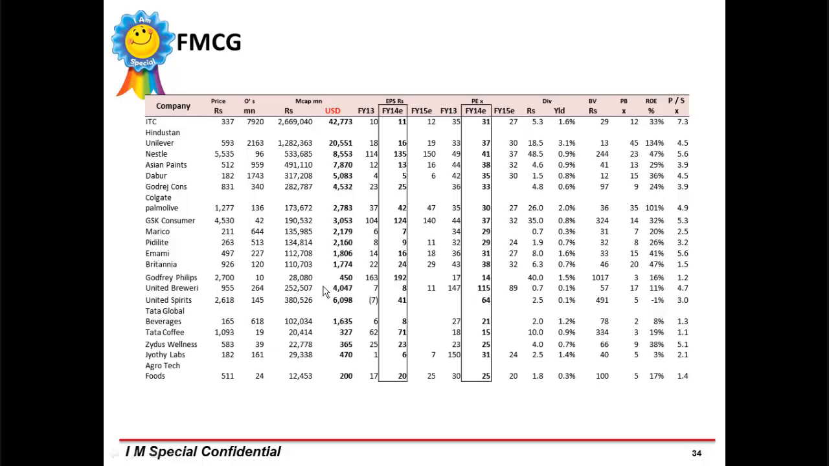Two examples I would like to take here are United Breweries and United Spirits. Look at the EPS, 7 times, 8 times, and look at the PE, 147, 115 times forward. So someone might say, why is it getting a higher PE? Here the answer to this question is, the stock is not valued based on a PE of 115 times.